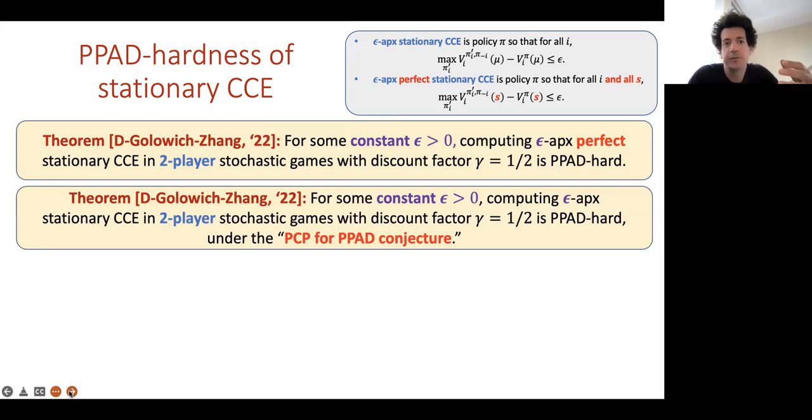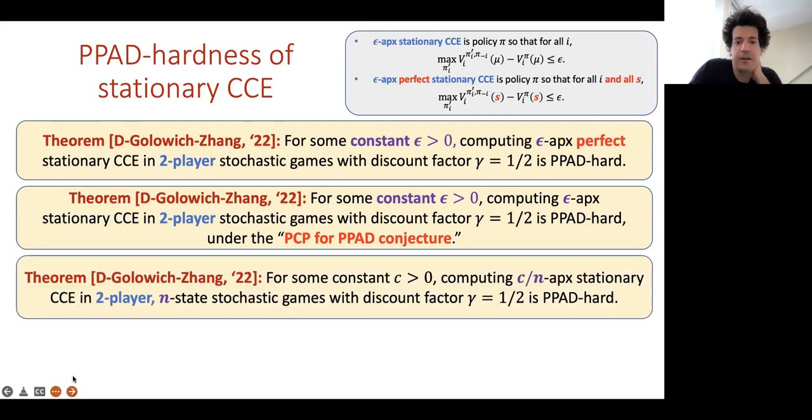Non-perfect, the same is true, except we need to assume what is called the PCP for PPAD conjecture, which I'm not going to get into, but it's a plausible conjecture. If you want to drop this PCP for PPAD conjecture, you can get the same result for imperfect, except rather than an absolute constant approximation, the approximation for which we show hardness is smaller. It is inversely proportional to the number of states.